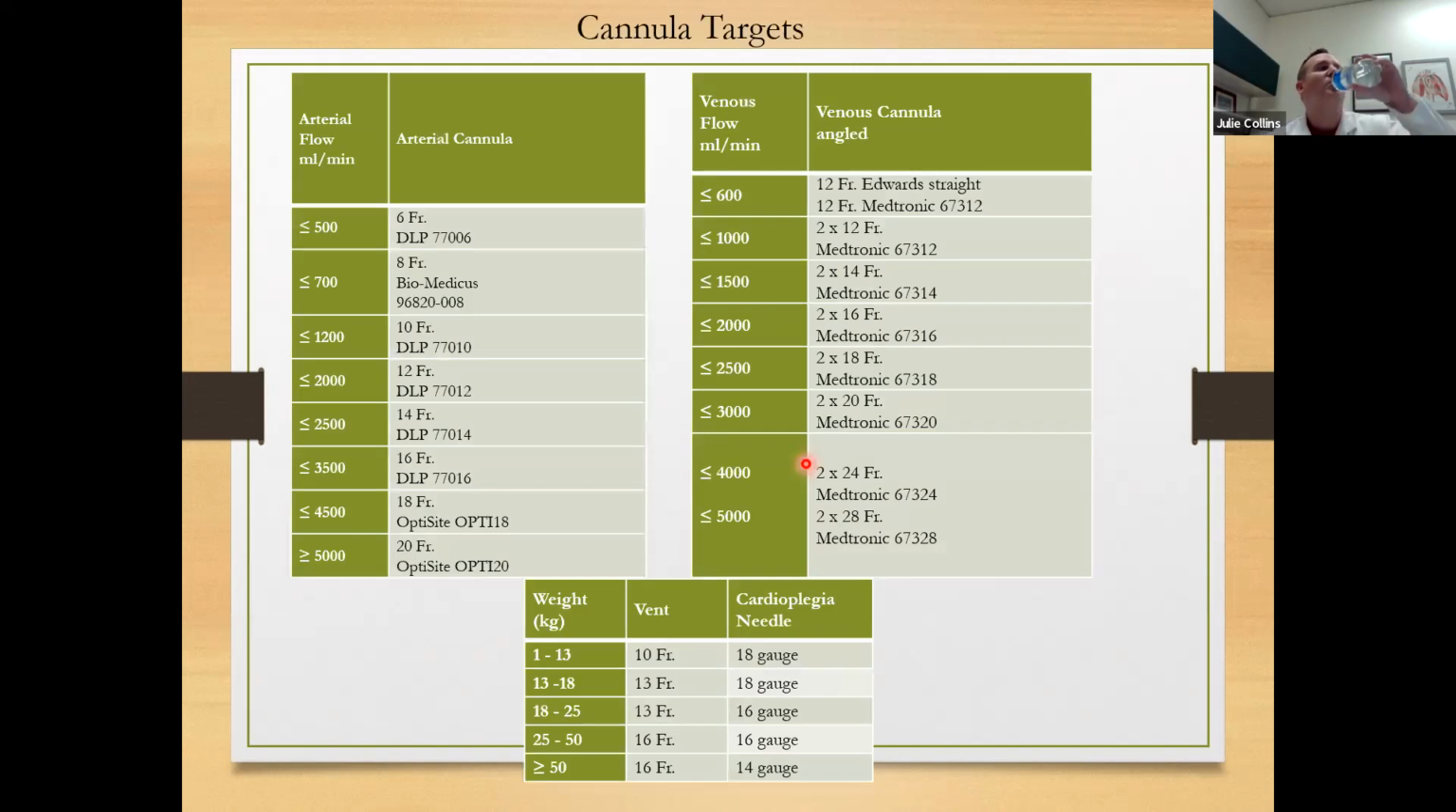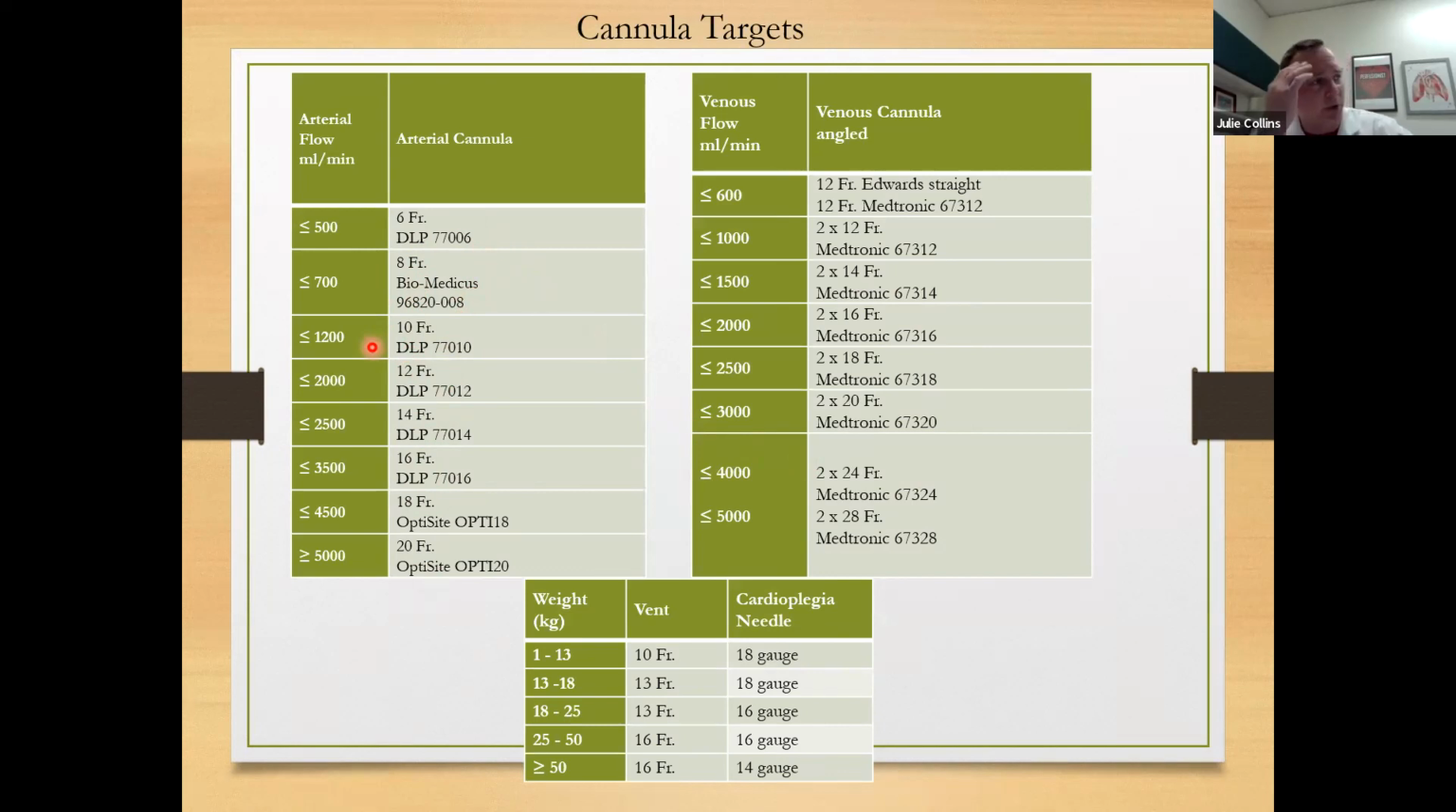Just like we have to pick our circuits based on our flow calculations, the surgeons are often going to ask us, what cannula can I throw in? How do we pick cannulas? Why is there a flow designation for a cannula on the arterial side? Pressure drop. Okay, we want to avoid a pressure drop.